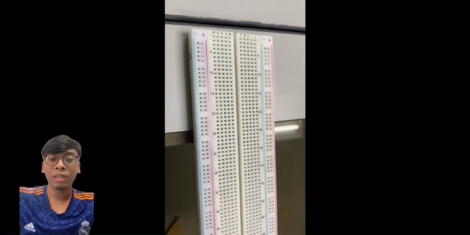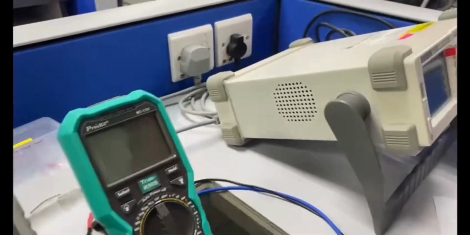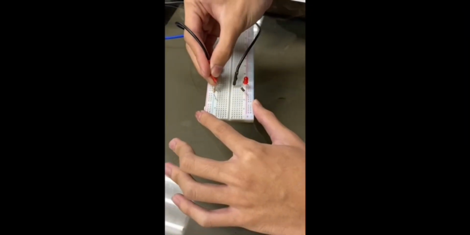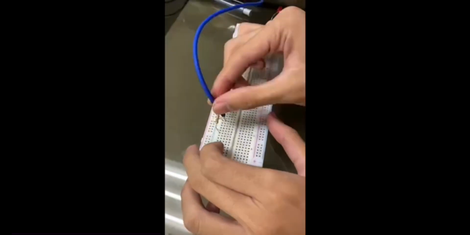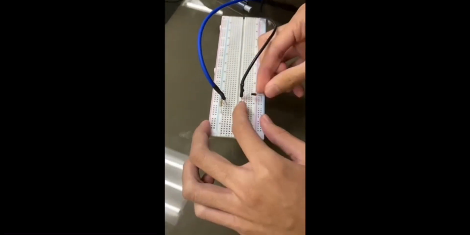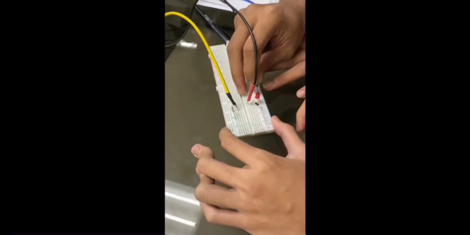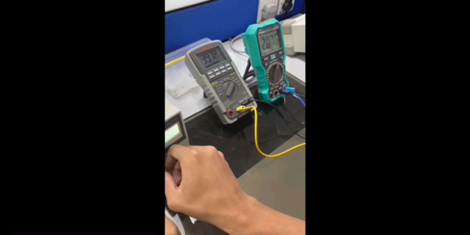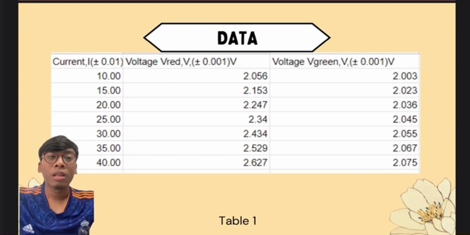And these are some of the videos and pictures that have been taken during the experiment. Now I'm going to move on to the data, which I will hand over to Hafizuddin to explain more.